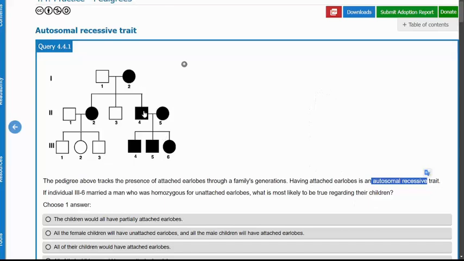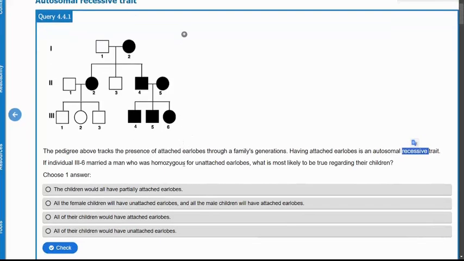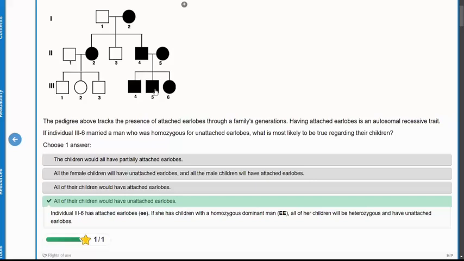So the colored in individual has this trait, and remember, this is a recessive trait, so her genotype is going to be homozygous recessive. And when she marries a man who's homozygous dominant, all of their children are going to have unattached earlobes. Remember, this is autosomal, not X-linked. It's because they're asking for the phenotype. And this isn't a co-dominance or incomplete dominance question. They will tell you if it is. So it cannot be partially attached.